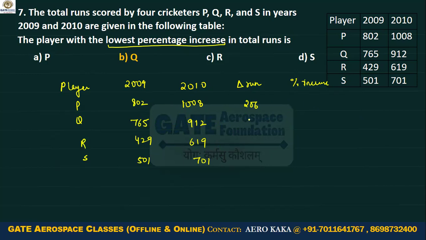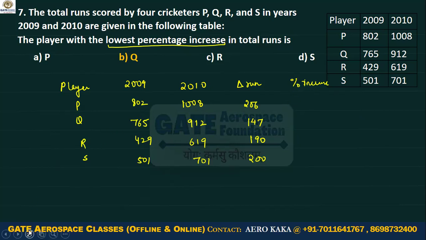You can solve it using a calculator. It will come to 147. The third one is 619 minus 429, which is 190. And the last one is simple, 701 minus 501, which is 200. So if you try to find out the lowest increase, the answer will be Q. Sorry, but we are supposed to find out the percentage increase.